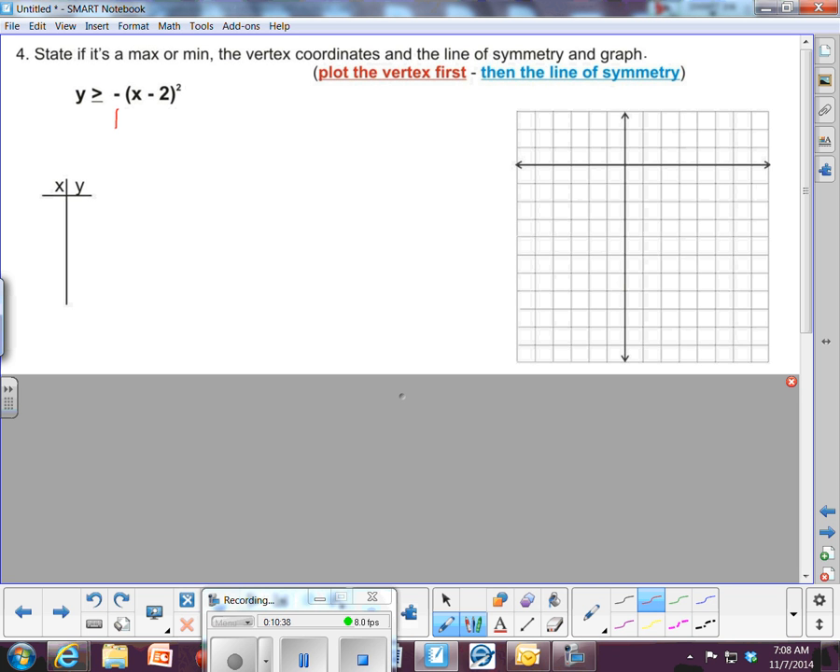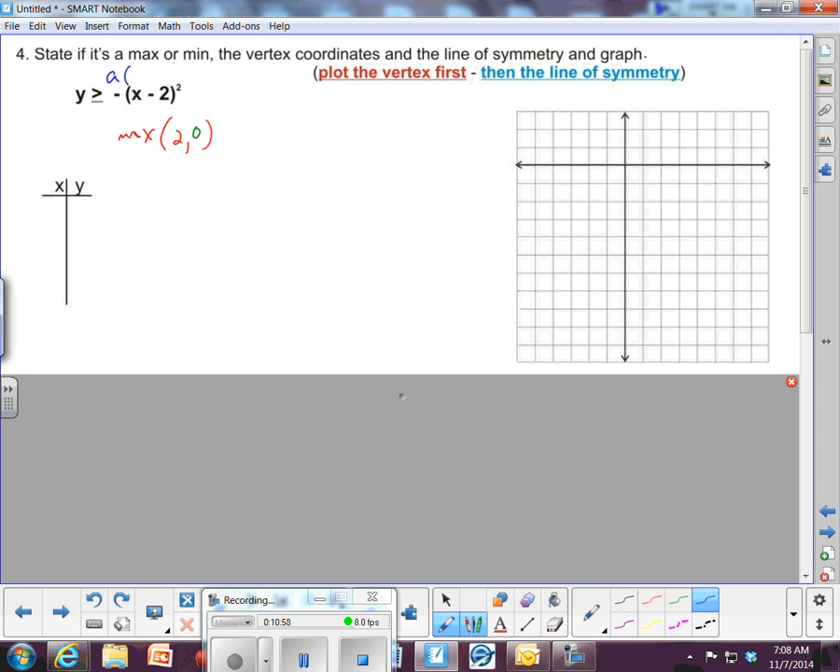Max or min, negative there. So you're going to say, hey, that's a max. Max point coordinates, all right. 2, and what did you get? I hope you got 0, right? 2, 0. Remember your format.